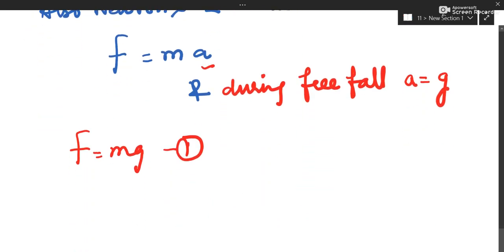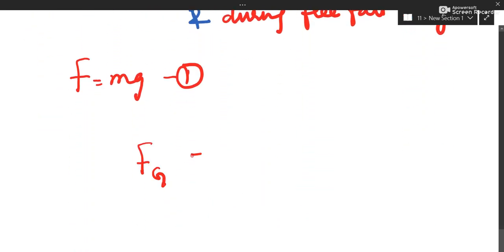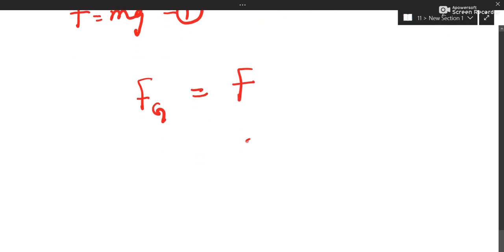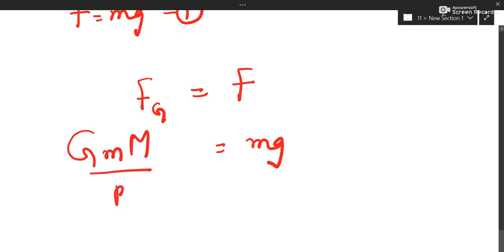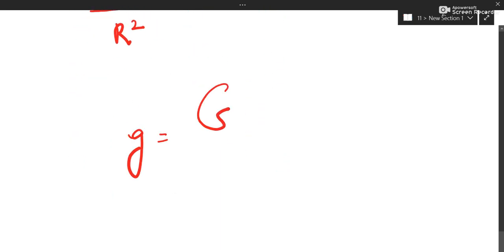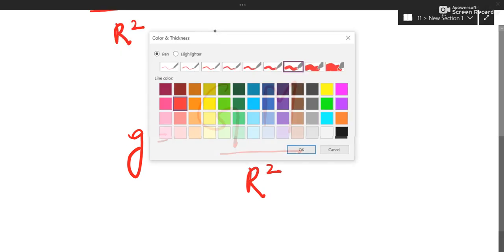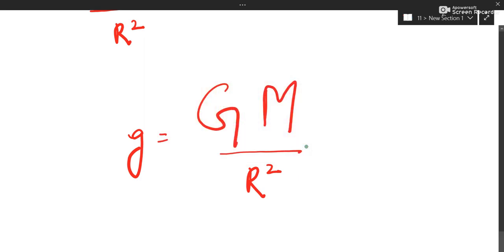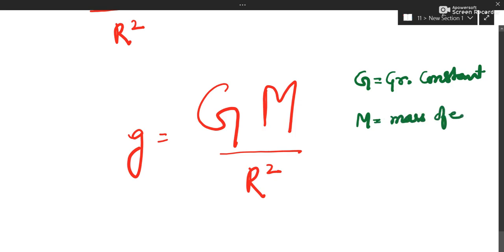Put both the forces equal. Gravitational force is causing the motion. One is mg and the other one is G M m by radius of Earth square. Small m cancelled. So we have obtained the expression for acceleration due to gravity as this. We should know all the symbols, name of all the symbols. Do we know all the symbols? Yes. This is gravitational constant. Capital M is mass of Earth. R is radius of Earth.